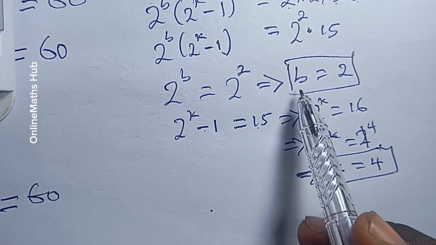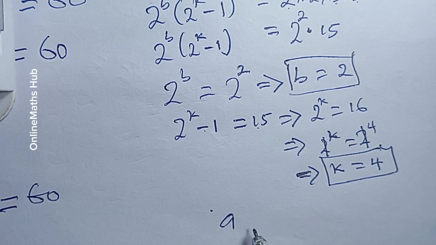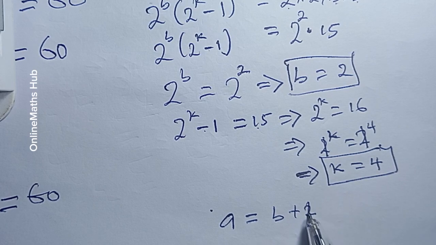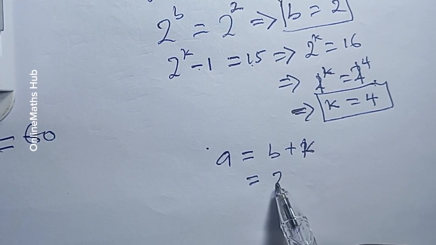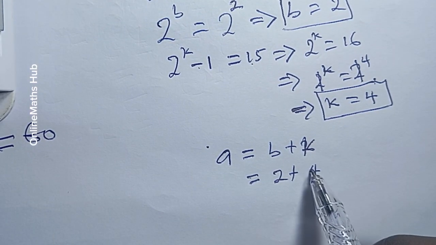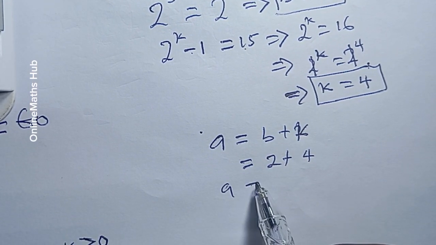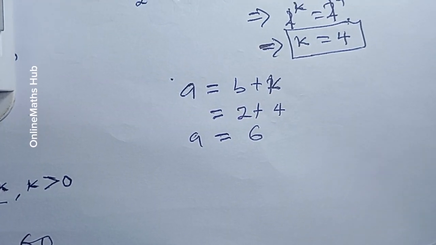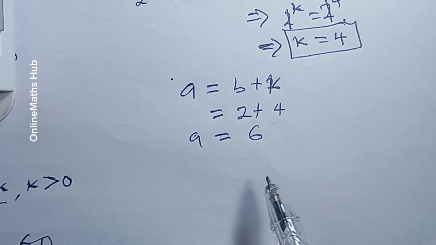Okay, so now that we've gotten our b, we can just go ahead to get our a. Of course, our a was b plus k. Okay, and now that we've gotten these two terms, a will now be equal to 2 plus 4, and of course that will be equal to 6. But then from where we started, what we are looking for is actually x and y.